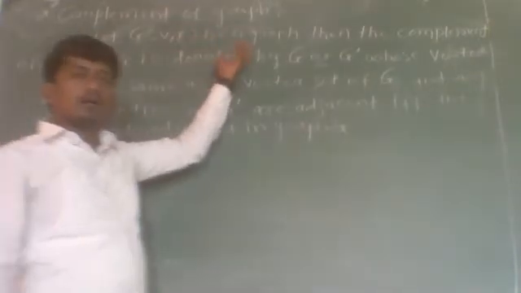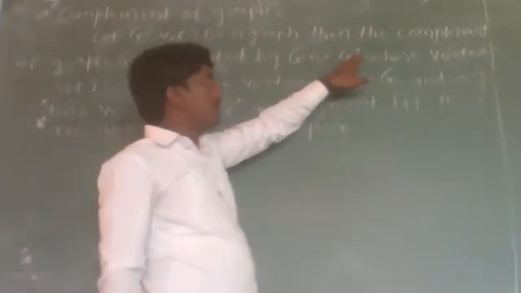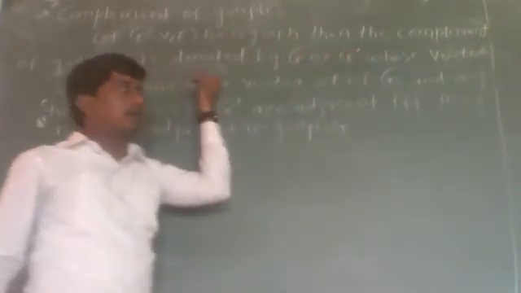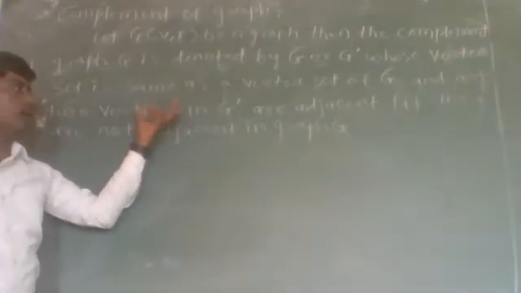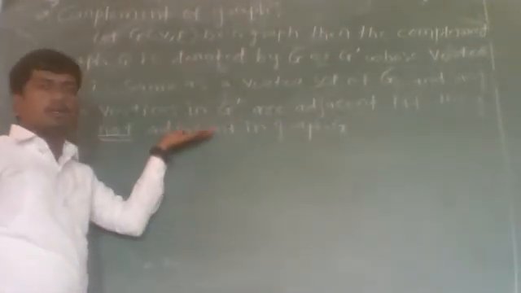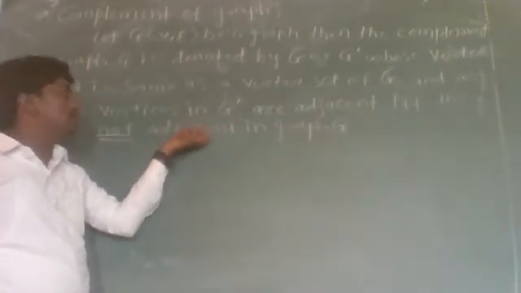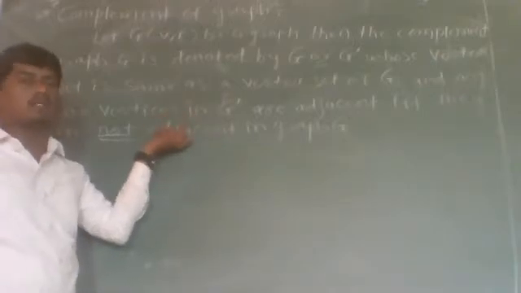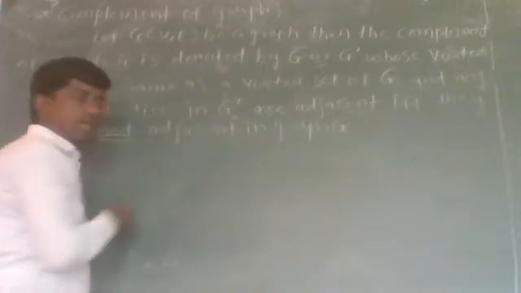The complement of a graph G is denoted by G dash, and the vertex set of the complement of graph G is the same as the vertex set of graph G, and any two vertices in graph G dash are adjacent if and only if they are not adjacent in graph G. Adjacent vertices means that if there is an edge joining the two vertices, then these two vertices are said to be adjacent vertices. So we make two vertices adjacent in G dash if and only if they are not adjacent in graph G.